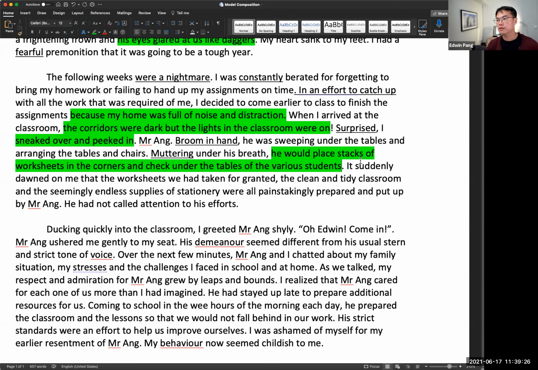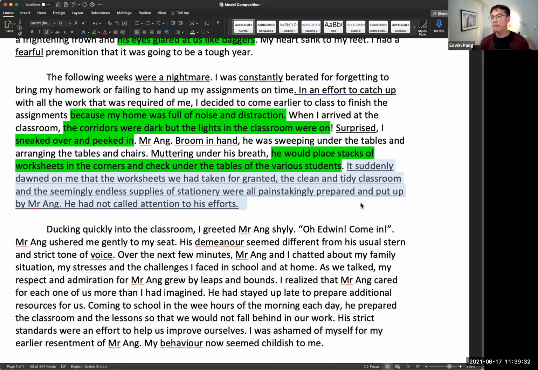Then this part here is actually the internal conflict. So my character thought that this teacher is very fierce, didn't like the teacher, didn't like the things that the teacher does, then doesn't want to come to school, always doesn't finish work on time, doesn't hand up work on time. Then here, it suddenly dawns on the character, oh, actually, all these things that we are doing, we didn't even know that the teacher was preparing it. So again, it's the internal conflict. What I thought at first, teacher very fierce. Now I realize, oh, actually teacher very caring, did all these things for us. So that is the internal conflict that takes place in this story.